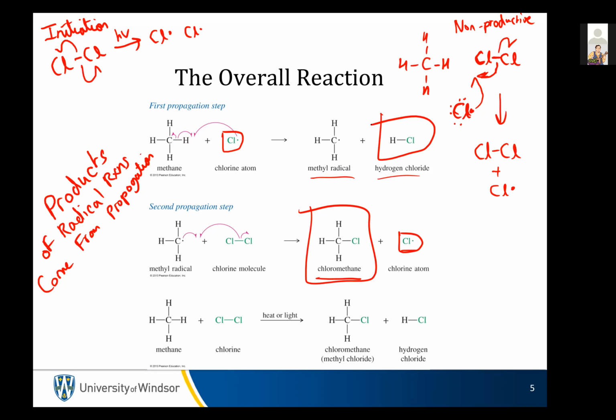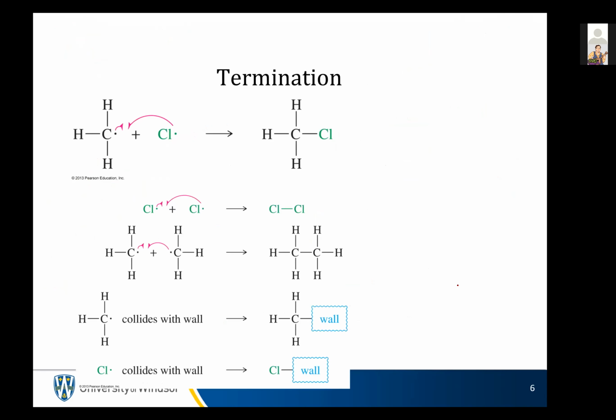There is no termination on this slide. Termination is when two radicals come together. My next slide is termination. Termination is when two radicals come together to give you zero radicals. So initiation, zero radicals became two radicals. Propagation, one radical became one radical. Termination, two radicals become zero radicals. We're terminating a reaction. We are killing the radical.